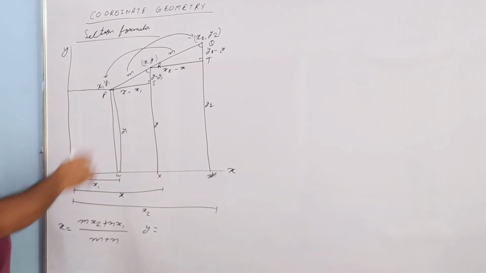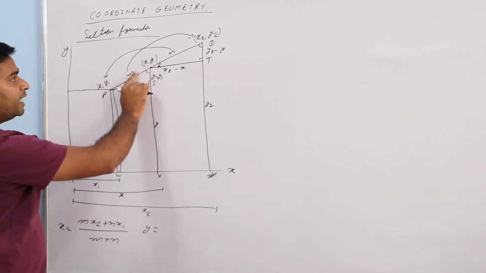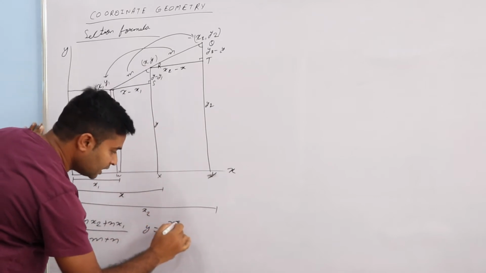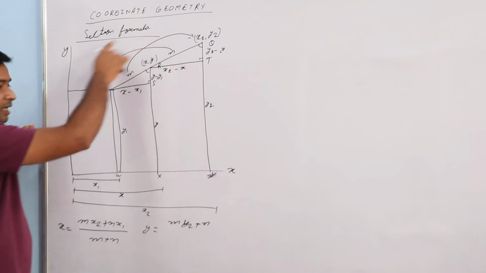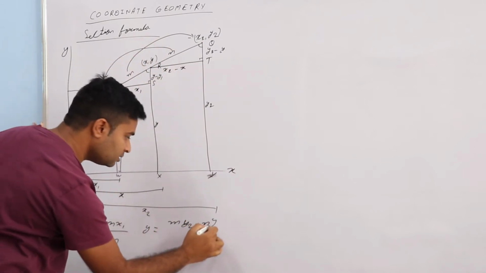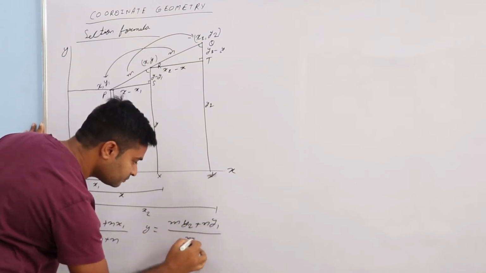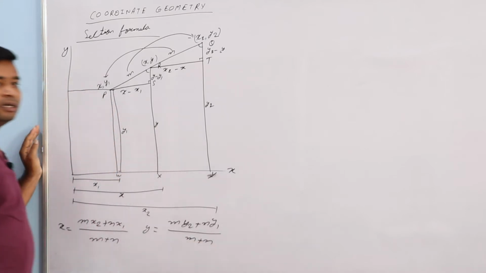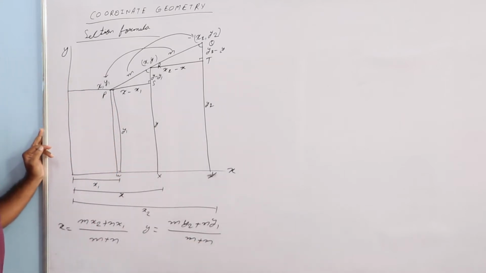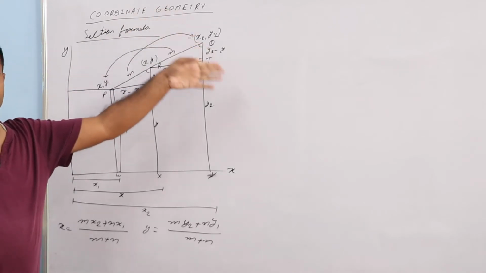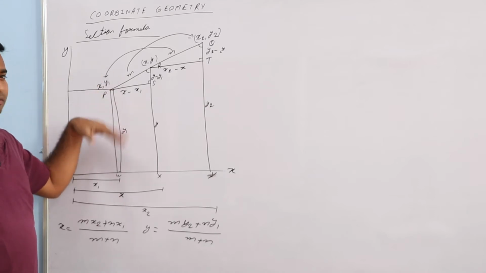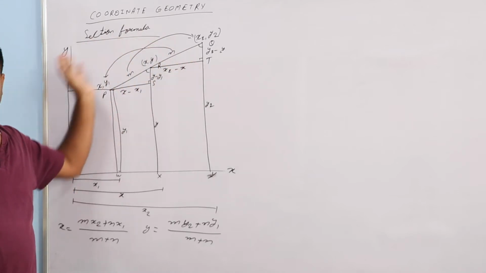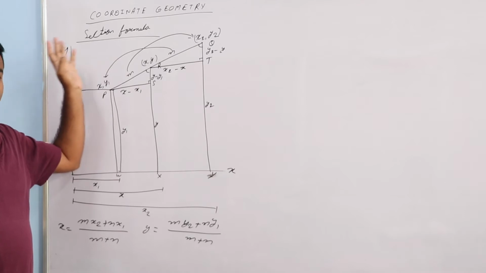Next, we should write the y coordinate. So m y2 plus n y1 by m plus n. Getting? Yes or no? How to remember? This one, this side, this one, this side. Correct? Even if you do not remember this, my teacher used to say something different also.